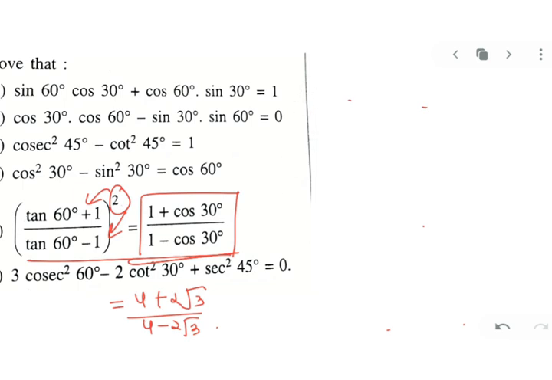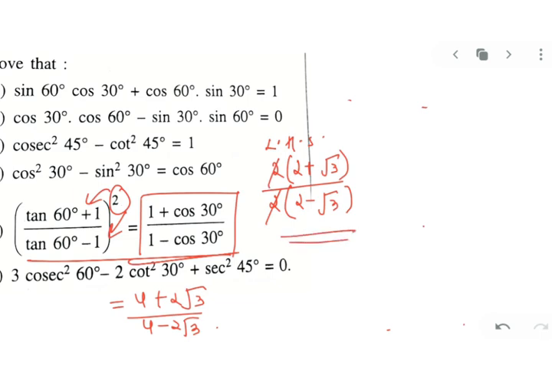I'm still solving the left hand side, my dear kids. You can take 4 plus 2 root 3; if 2 is taken common, inside will be 2 plus root 3. Down also 4 minus 2 root 3; if 2 is taken common, inside will be 2 minus root 3. If I eliminate this 2, my answer is 2 plus root 3 upon 2 minus root 3. This is the left hand side.